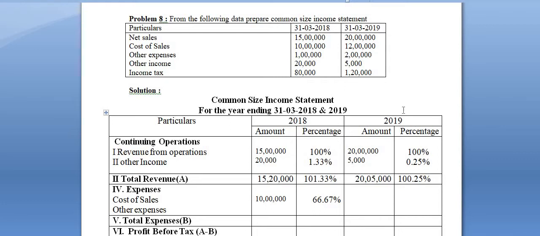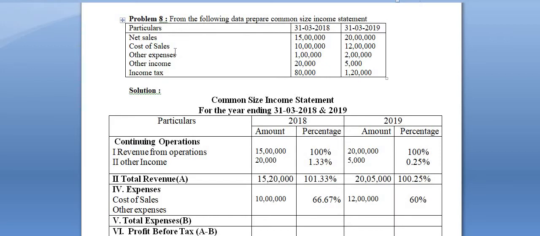Okay, now next one is cost of sales for the year 2019. How much is the cost of sales for the year 2019? Here it is 12 lakh. So write here the amount, 12 lakh. Now find out the percentage. 12 lakh divided by 20 lakh, because it is the base. So 12 lakh divided by 20 lakh into 100 is equal to 60%. Okay. Next one.